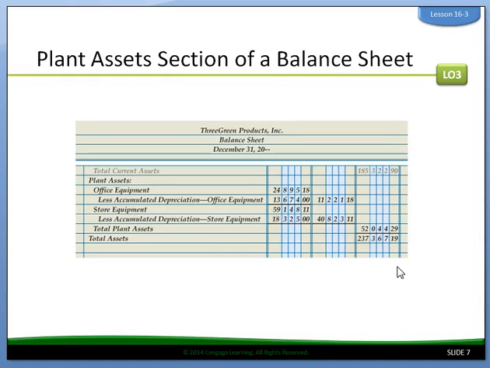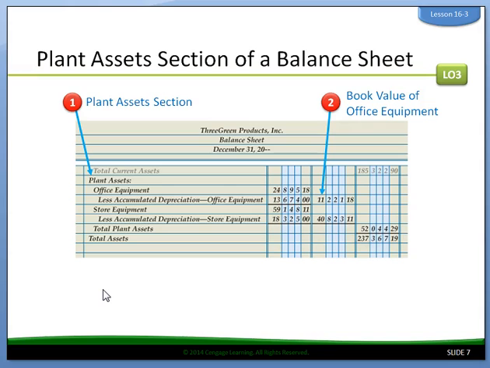Alright, next we have the plant assets account. So this is just a continuation, it's not a new sheet. We just finished the total current assets. Now we're moving into the plant assets. So we're going to write the heading plant assets, and then calculate the book value of the office equipment. We're going to write office equipment first, and then the amount of office equipment, $24,895, and then less accumulated depreciation. Subtract these, and there is the book value of the office equipment.